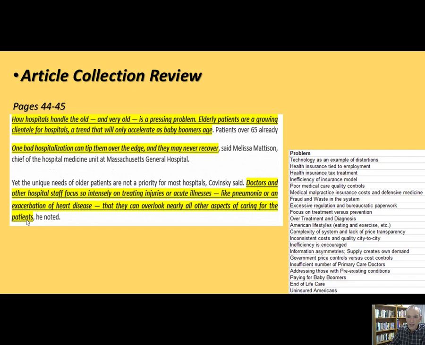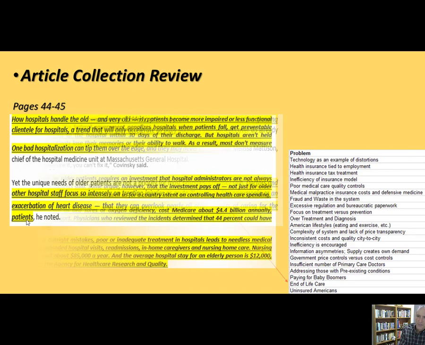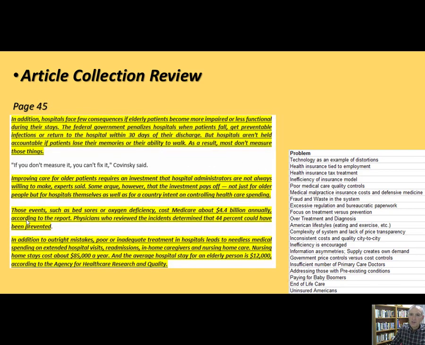How hospitals handle the old and very old is a pressing problem. Elderly patients are a growing clientele for hospitals, a trend that will only accelerate as baby boomers age. One bad hospital stay can tip them over the edge, and they may never recover. Doctors and other hospital staff focus so intensely on treating injuries and acute illnesses like pneumonia or exacerbation of heart disease that they can overlook nearly all other aspects of caring for the patients. In addition, hospitals face fewer consequences if elderly patients become more impaired.